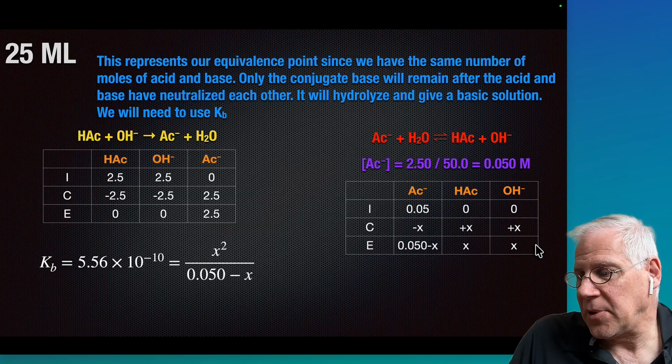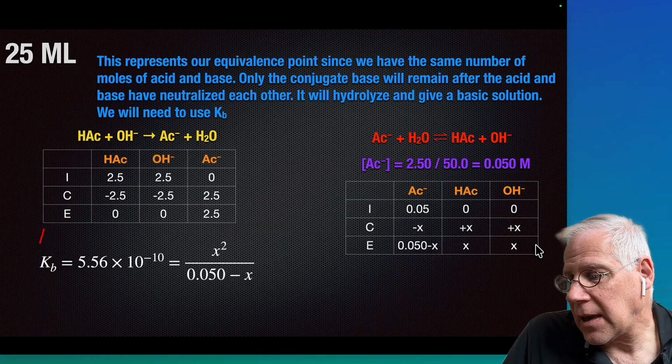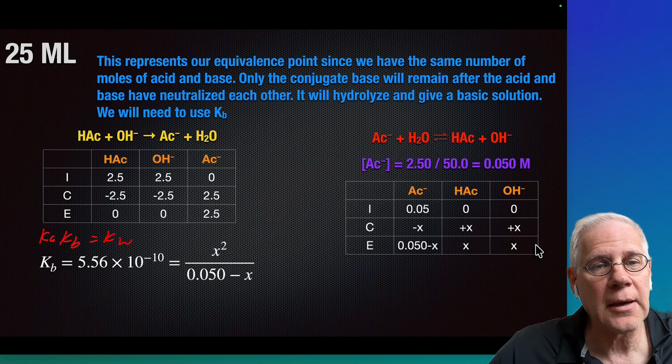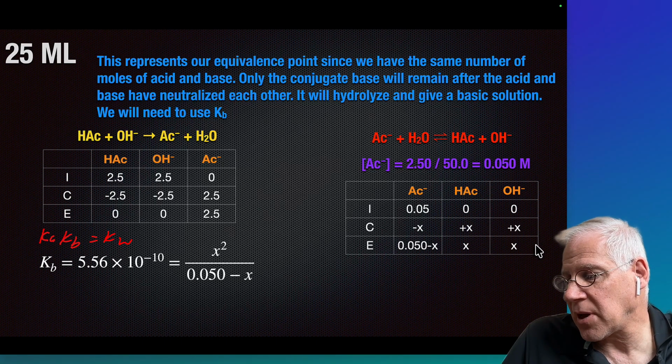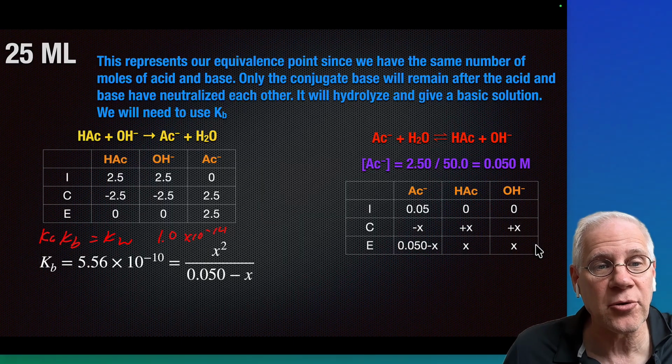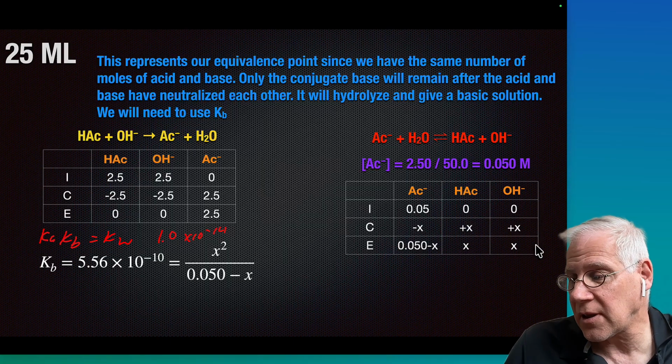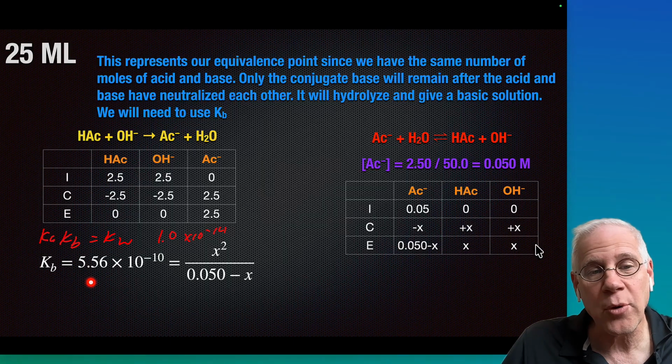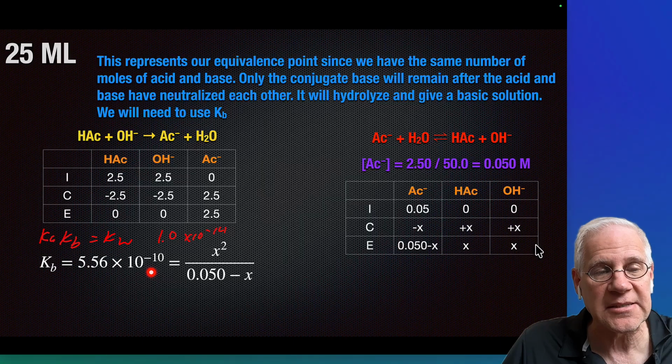Remember to calculate the Kb. We know that the Ka times the Kb is equal to our Kw for a conjugate pair. Kw is 1.0 times 10 to the minus 14. Our Ka was given in an earlier slide, so you should be able to calculate the Kb and get 5.56 times 10 to the minus 10.